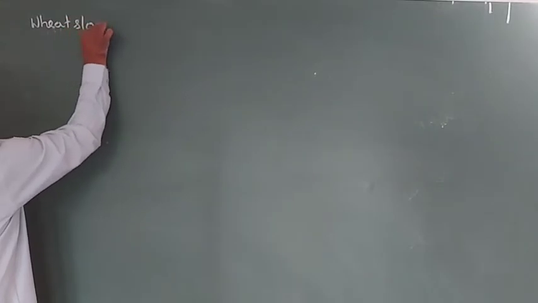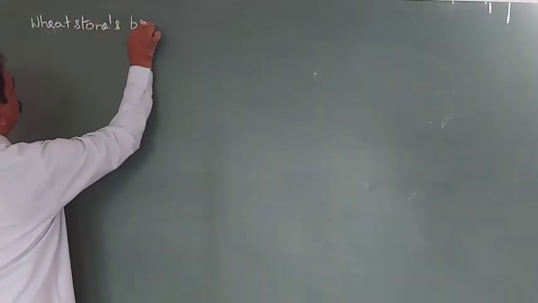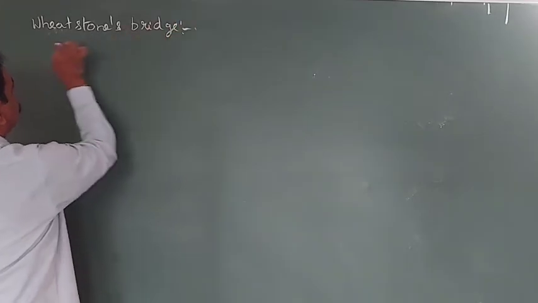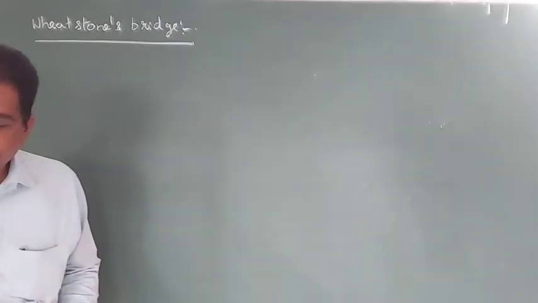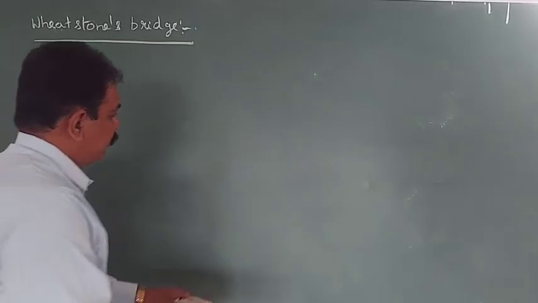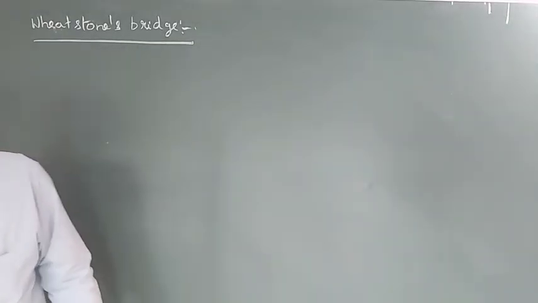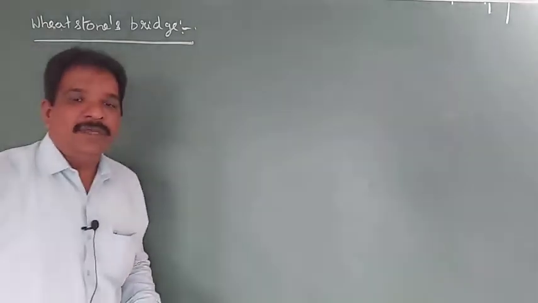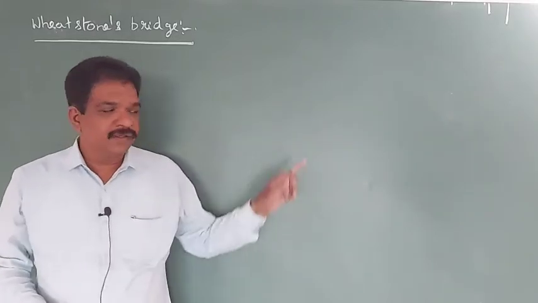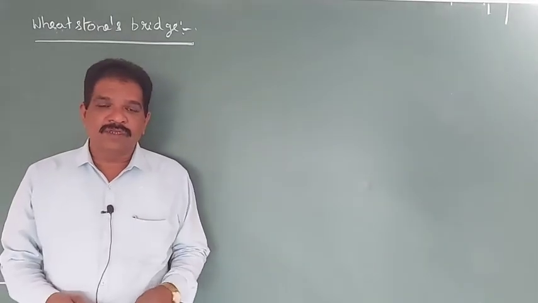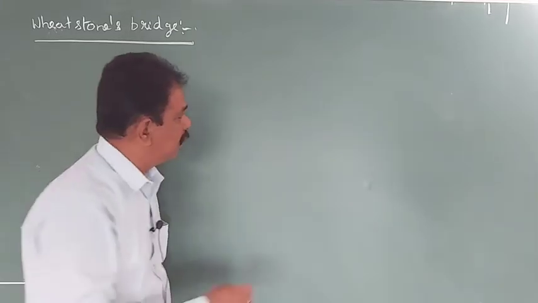Wheatstone bridge problems. Already in current electricity, Wheatstone bridges came for you, na? So what they are saying, P by Q is equal to R by S. When the bridge is balanced, we can say P by Q value is equal to R by S. No current is flowing through the galvanometer, like that we will say here also.